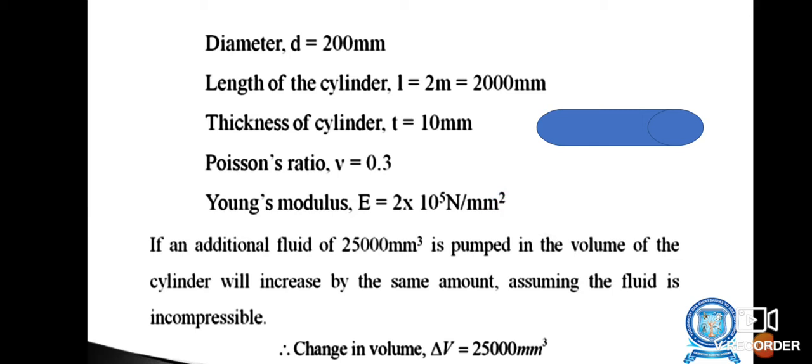Some other points are included in the problem. Listen carefully. If an additional fluid of 25,000 mm³ is pumped in, the volume of the cylinder will be increased by the same amount, assuming the fluid is incompressible. So change in volume δV is equal to 25,000 mm³.